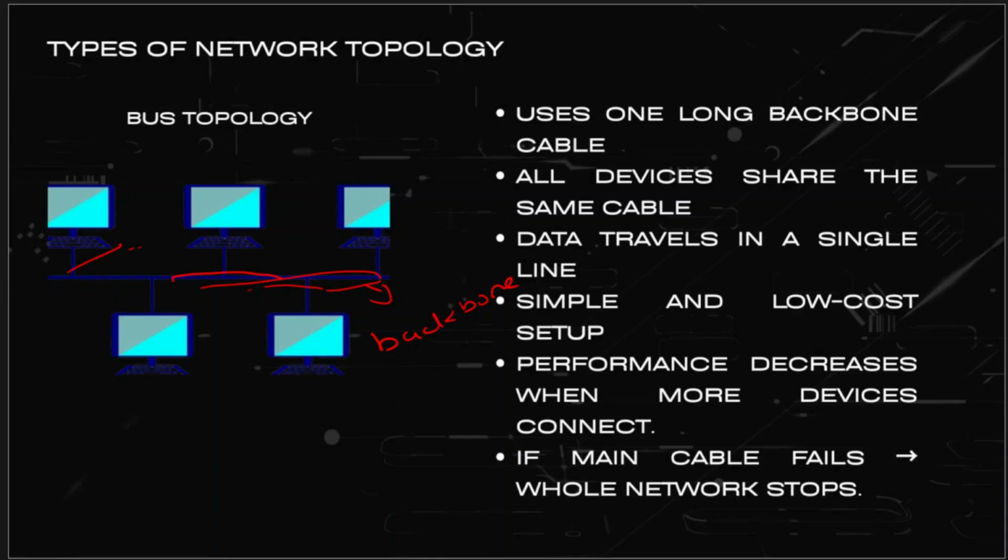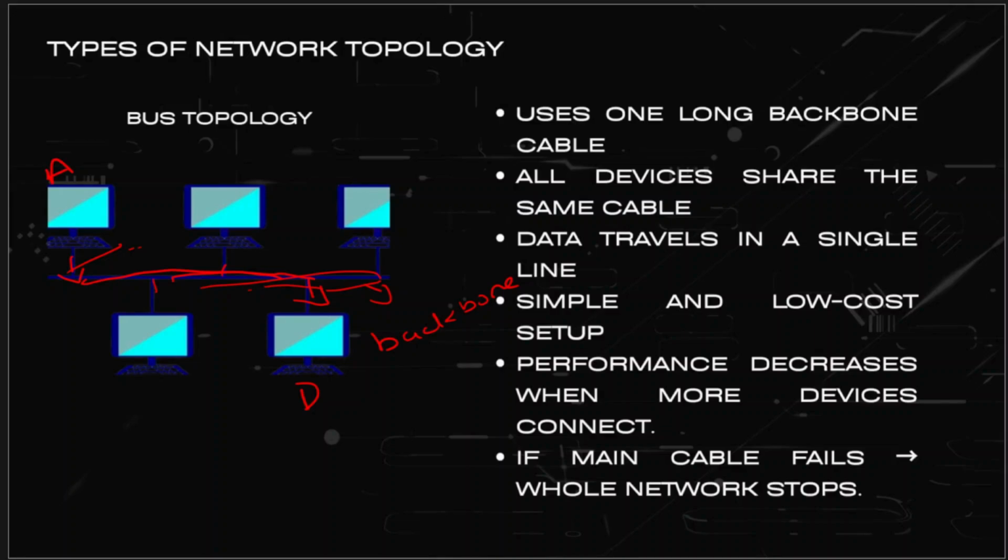When computer A sends a message to computer D, the data travels down the road. It travels from here and is sent to computer D. Through the road, it checks every door along the way until it finds the right address. It will check here and here, and if the address is not there, it will go to the next one.